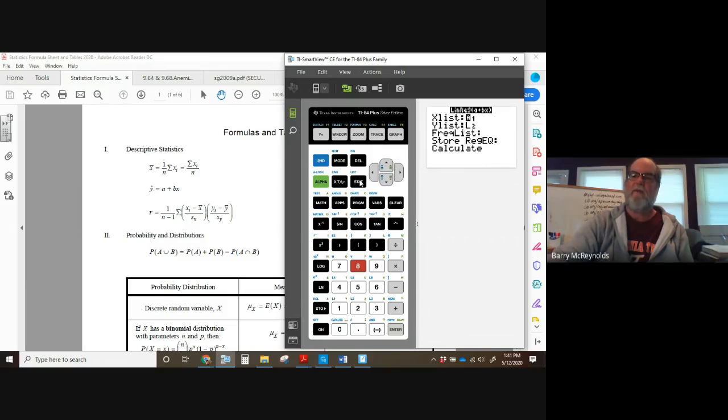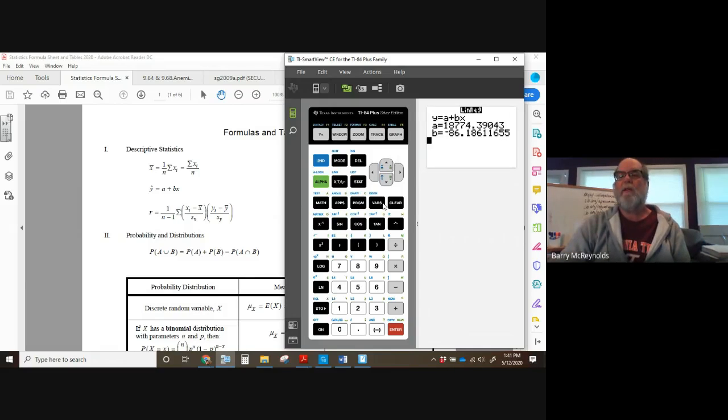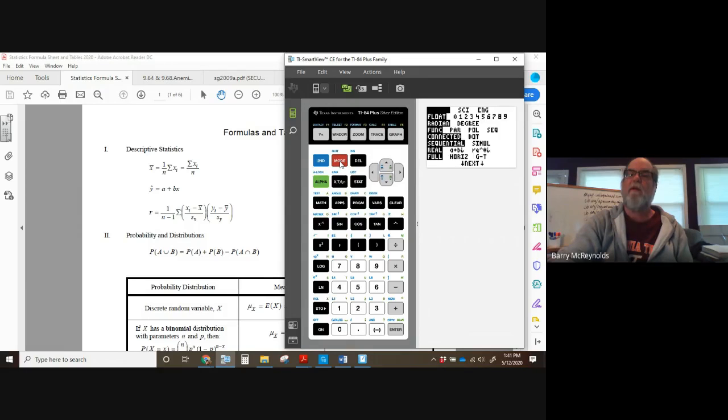Calculation 8, L1 and L2. See, it just gives me A and B with Stat Diagnostics turned off. So if your calculator at home doesn't show you R and R squared, go to the mode button, cursor down to the second page, and find Stat Diagnostics, turn that on.